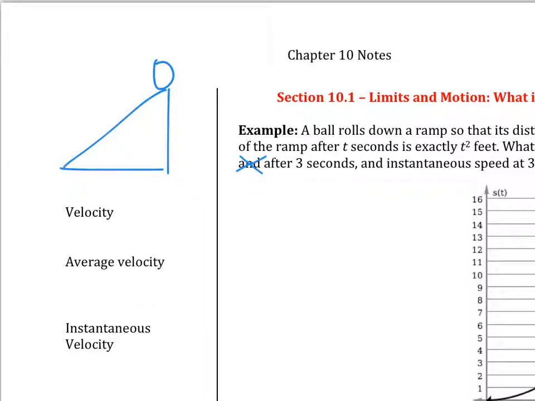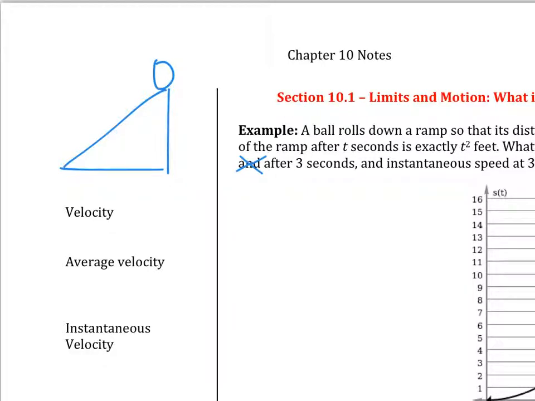So the question is, what is the average speed after 3 seconds? Starting from 0 till 3 seconds, what's the average speed? And what's the speed at 3 seconds? Those are the two questions we had to answer: the average speed between 0 and 3, and the actual speed at 3.